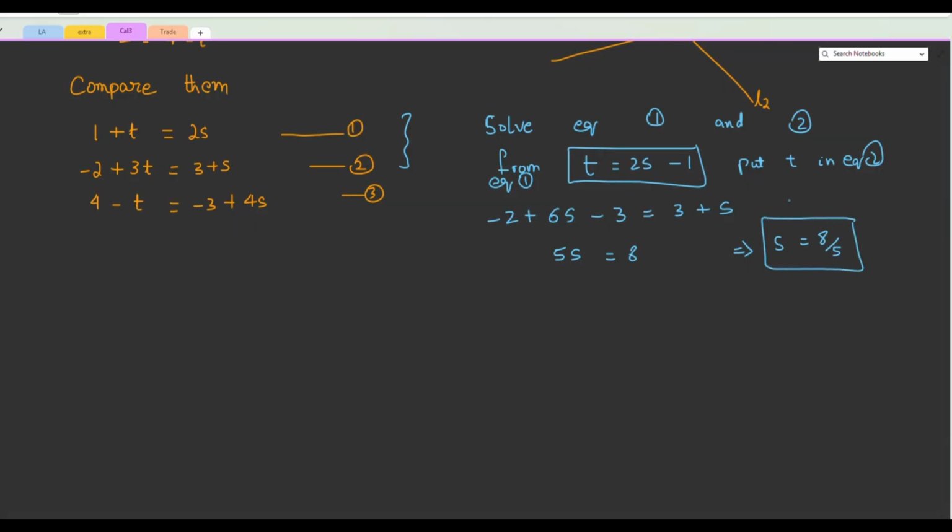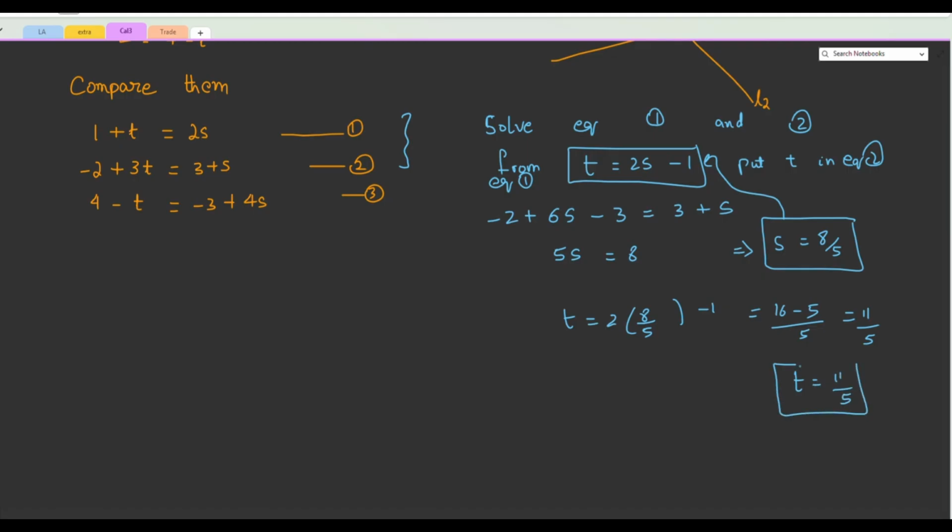Put this value of s equals 8 by 5 in the equation of t, and we get 2 multiplied by 8 by 5 minus 1, which becomes 16 minus 5 by 5, which is equal to 11 by 5. So this is the value of t, which is 11 by 5.